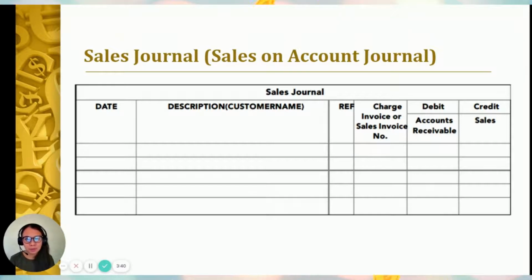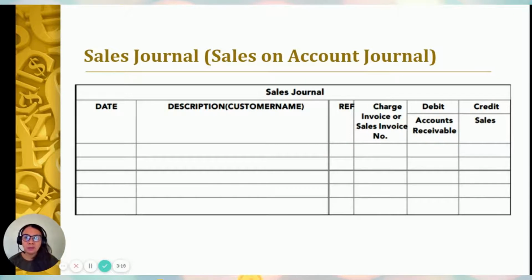The source document for this journal is the charge invoice or the sales invoice that we issue to various customers or clients. So in the sales invoice, we indicate there how much the customer should pay us for the items that we deliver to them. Now, an example of a sales journal is here.